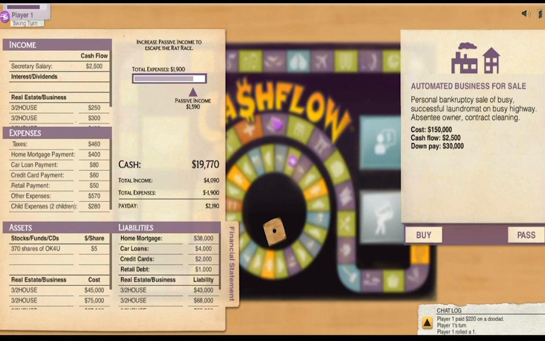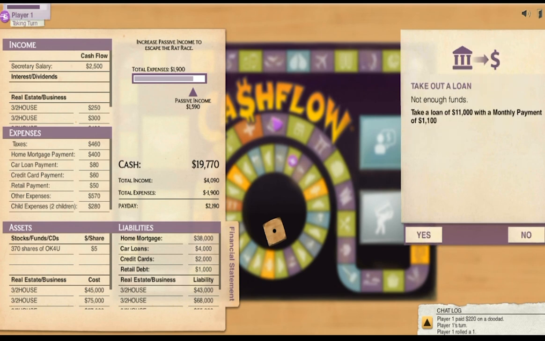Down payment is a lot, but cash flow is very good. So if I buy it, I will take a loan from a bank, a loan like 11,000. So I will pay like 1,100 expenses for the loan. Okay, but I will take cash flow 2,050. So it will be a good deal, because the difference between them will be good.